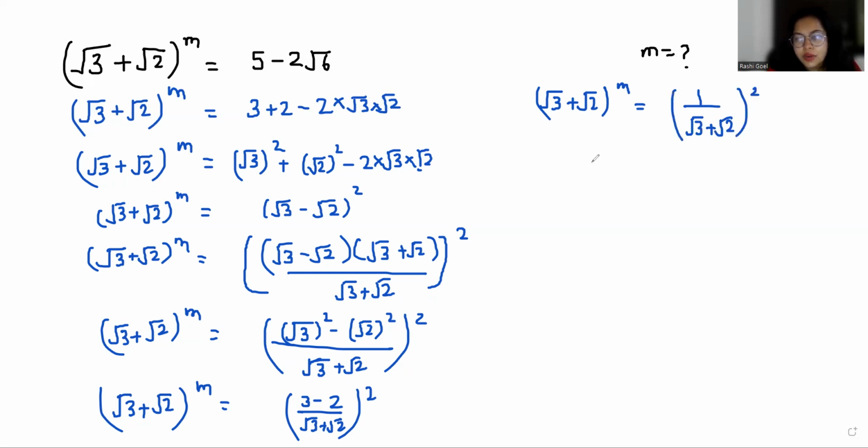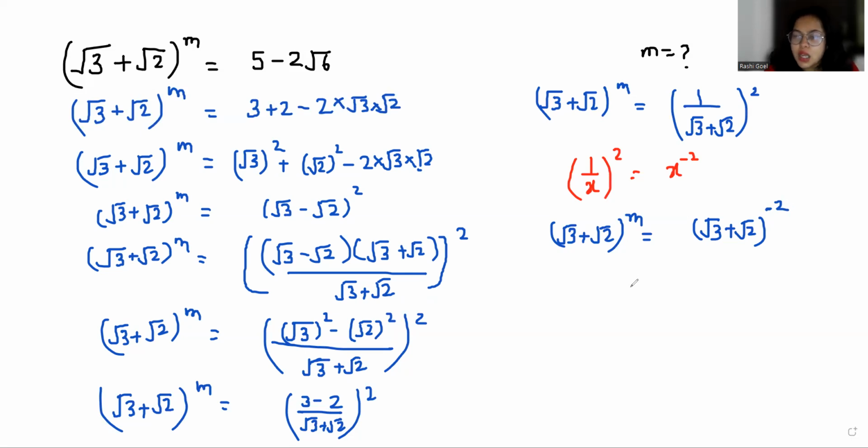Now according to the exponent rule, 1 by x whole power 2, we can write as x to the power negative 2. So (√3 + √2)^m is equal to (√3 + √2)^(−2). Now if we compare both sides, if the bases are equal, their powers are also equal. So the value of m is negative 2.